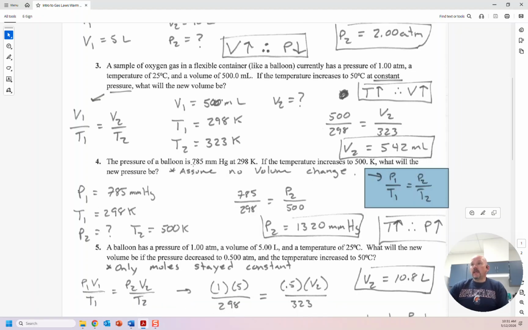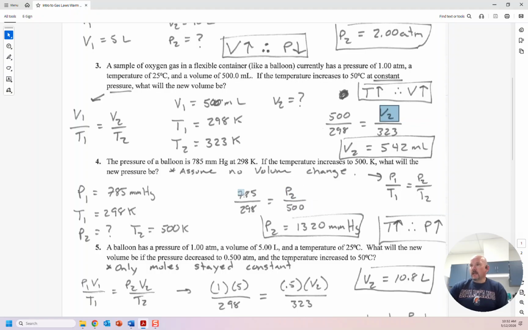The temperature is going up. It's going from 298 Kelvin to 500 Kelvin. Okay. So the pressure should also increase. The initial pressure is 785 millimeters of mercury. So our new pressure should be higher than that, right? We plug in P1, we plug in T1, P2 is what we're solving for. We plug in T2. And again, we're solving for P2, kind of like how we solved for V2 up here.